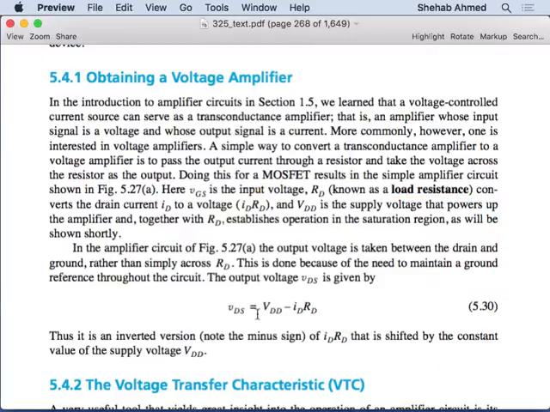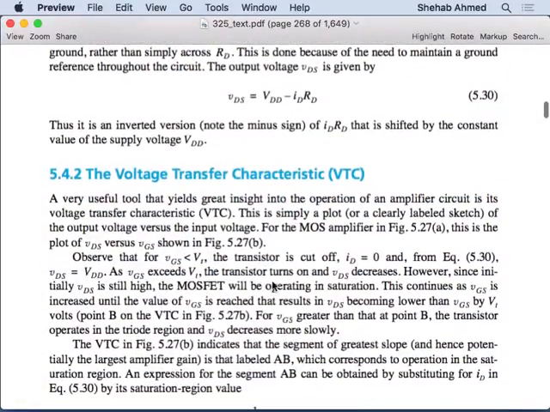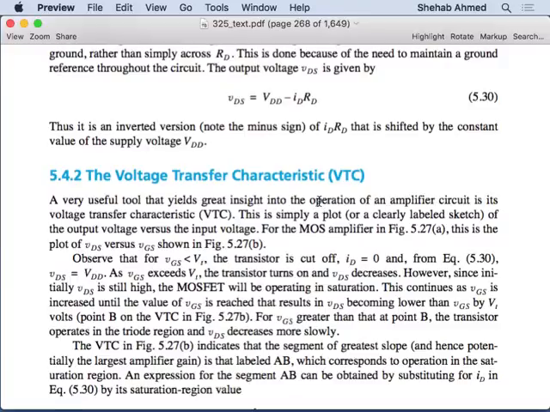So this load resistance is governed by this relationship: the supply voltage minus the voltage drop across the resistance. That would be your output voltage. And now we showed the characteristic curves for the device before. Now we will define what is called the voltage transfer characteristic. What is the voltage transfer? It's the curves that relate your gate voltage to your output voltage.